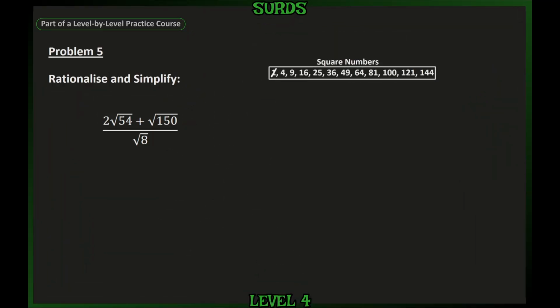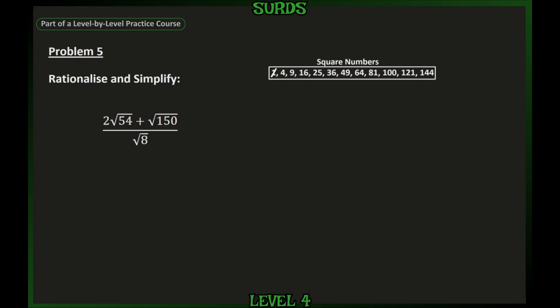In problem 5, we're rationalising and simplifying 2 root 54 plus root 150, all divided by root 8. Now if we wanted to, we could do what we've done the last couple of problems and rationalise by multiplying the denominator and the numerator both by the square root of 8, and this will be fine to do. But since we've got quite large numbers here, it might be worth trying to simplify the surds first and then rationalise if we need to.